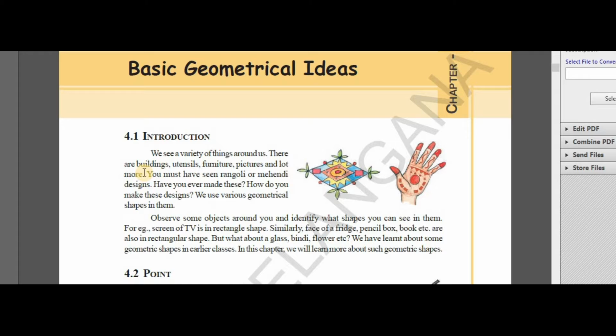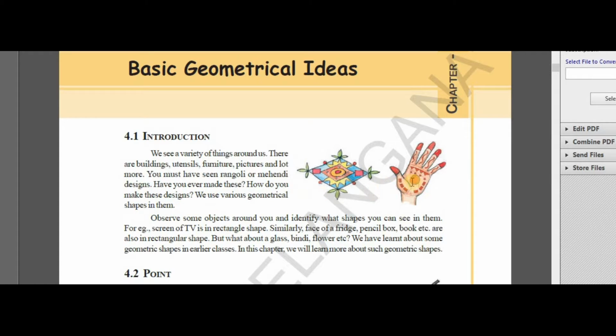And what they are asking still, you must have seen Rangoli or Mehendi designs. Of course, Rangoli is this one, and Mehendi designs is for hand. That's what they have given beside. Have you ever made this? Of course, I tried Mehendi for my hands. How do you make these designs? We use various geometrical shapes in them.